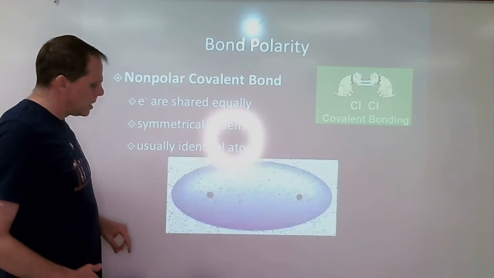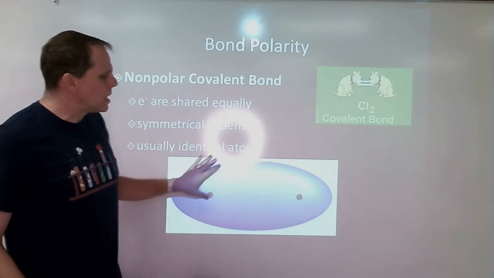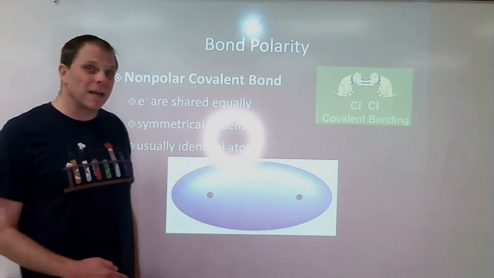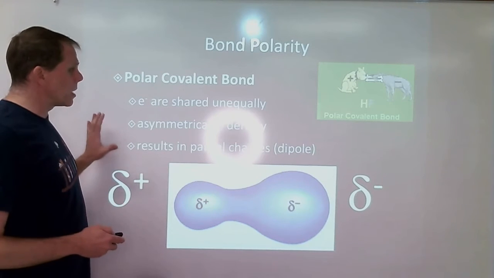Now look at what happens for their electron density. This is a cloud of their electrons, and you can see how it's nice and even. They're sharing everything equally there. Now let's look at what it would look like if that was a polar covalent. That was nonpolar covalent, right? So let's look at polar covalent.